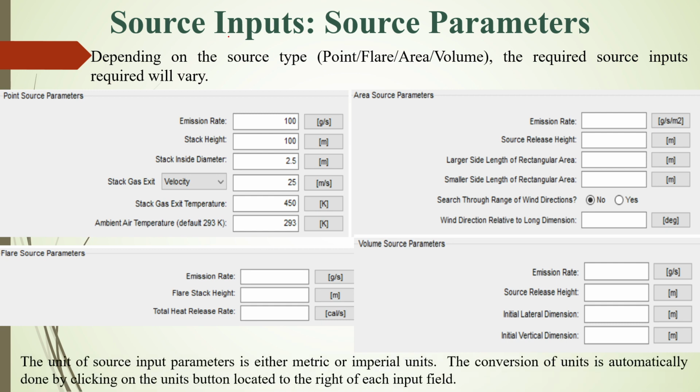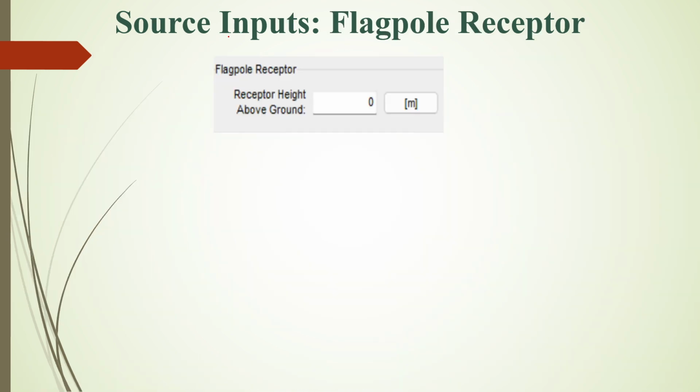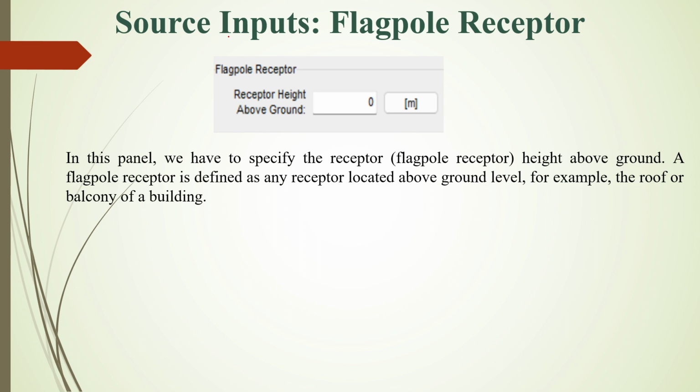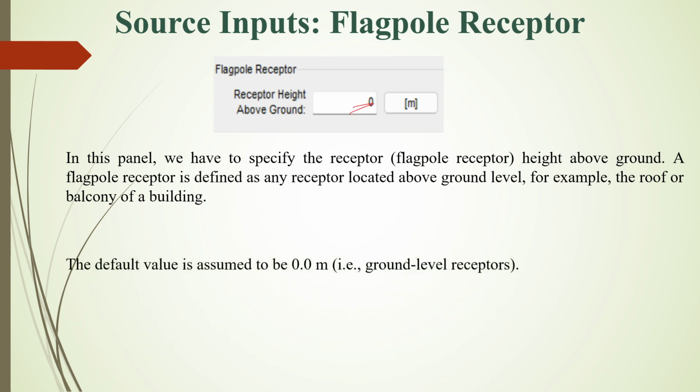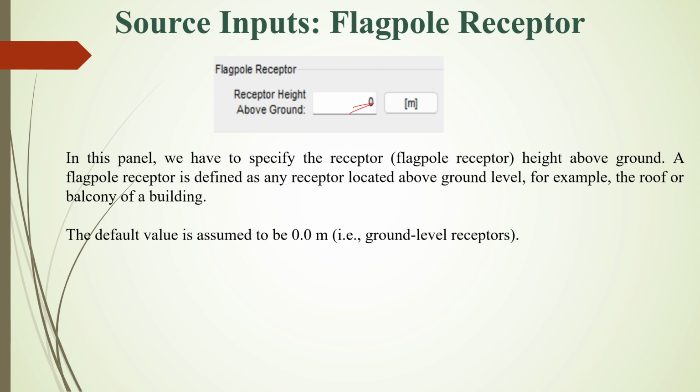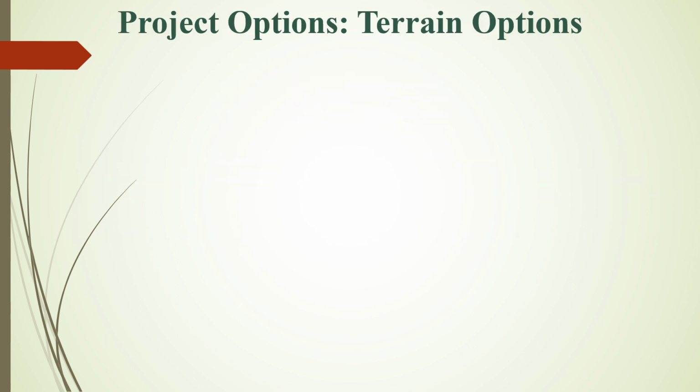Now the flagpole receptors. A flagpole receptor is defined as any receptor located above ground level, for example, the roof or balcony of a building. So you have to give the receptor height here. By default, the value is assumed to be 0, that is a ground level receptor.